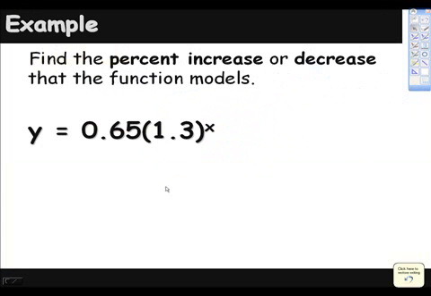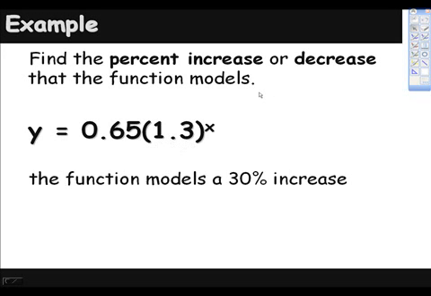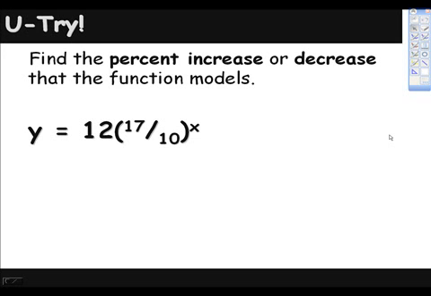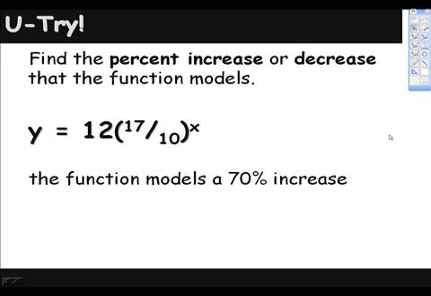Okay, shift gears a little bit here. They just want to know what's the percent of increase or decrease in the function. So if 1.3 is the growth or decay factor, first of all, you need to recognize that's growth. What's the percent of increase? Well, this is 130%, right? So I get my whole 100% back plus 30% more. So that's a growth of 30%. So it's a 30% increase is the way we're going to answer that. What do you think for this one? Isn't that 170% total? So isn't that a 70% increase?